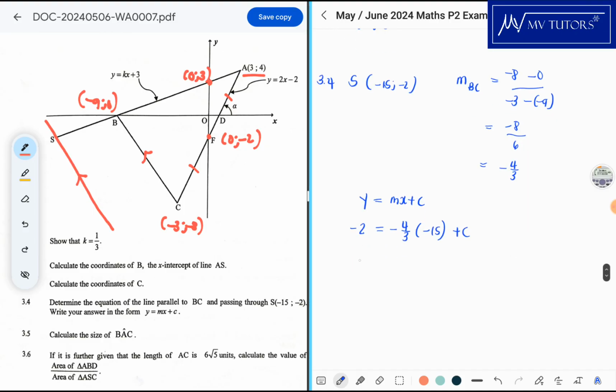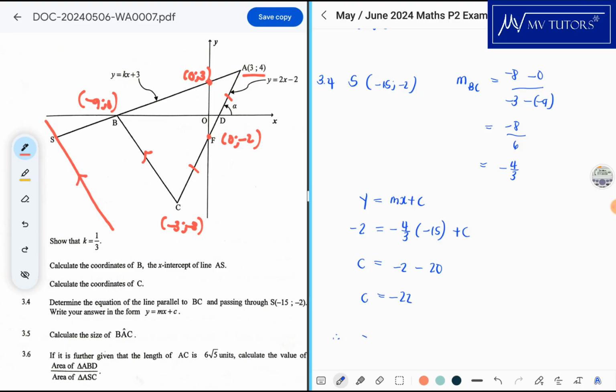Okay, let me attend to the little one, and then we'll get c.